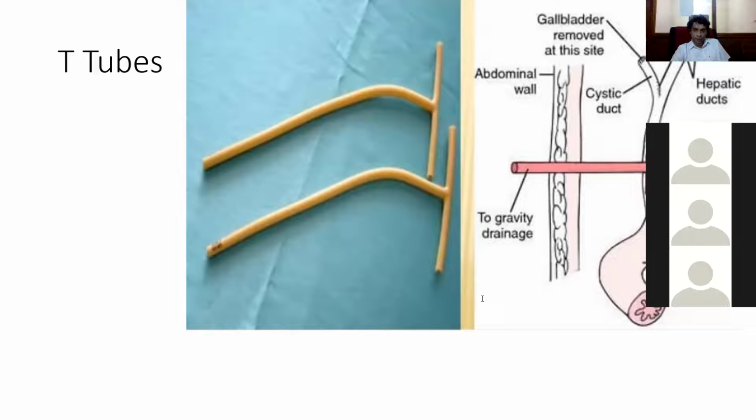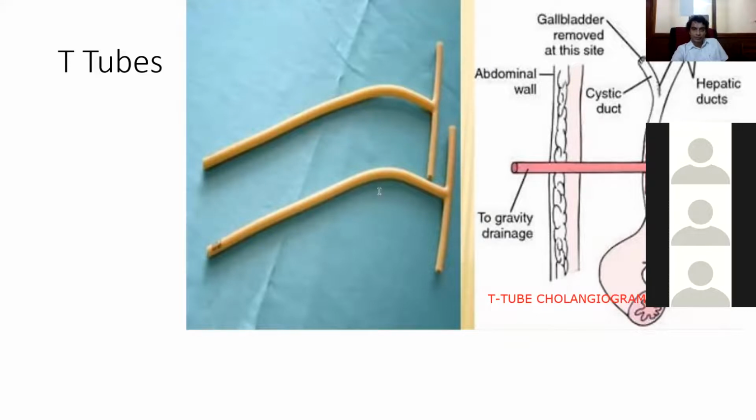Cholangiography. Good. We can give some contrast from the T-tube, right? And then take an X-ray and do what is called a T-tube cholangiogram. Okay. So anytime that you insert dye into the biliary tree, it's a cholangiogram.